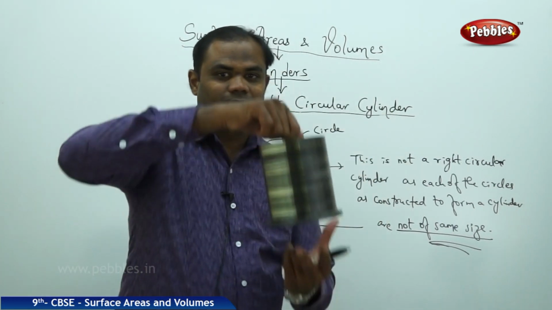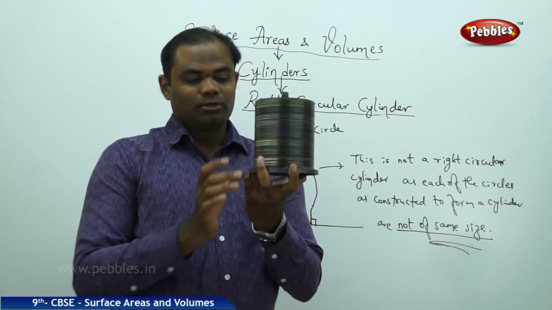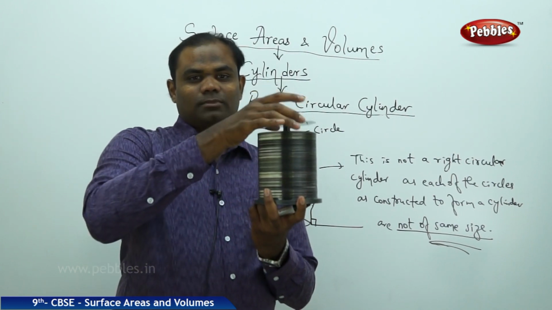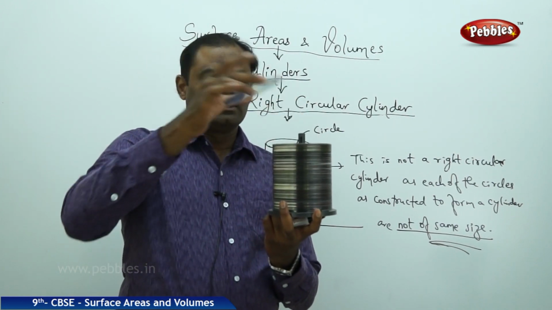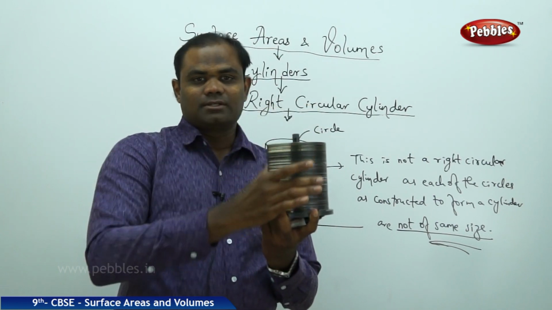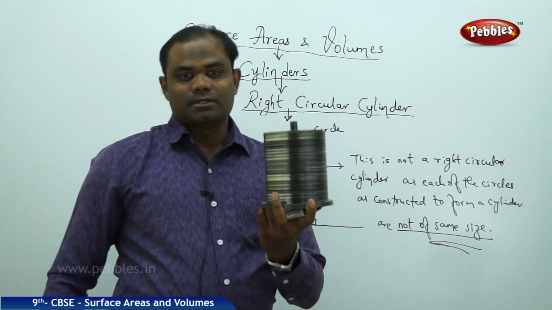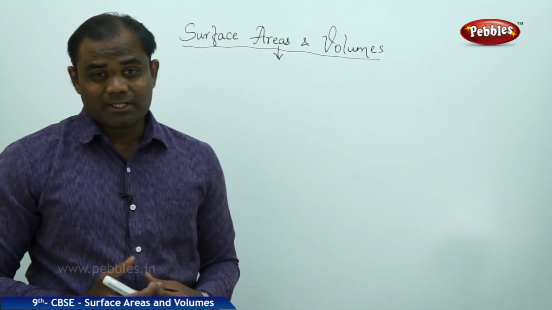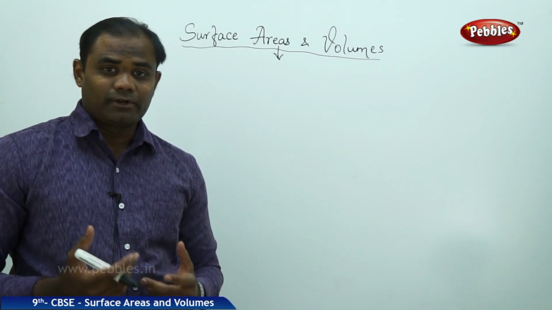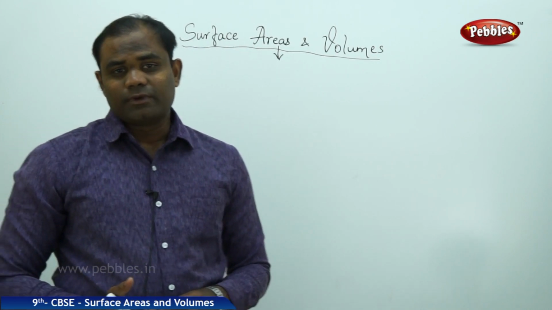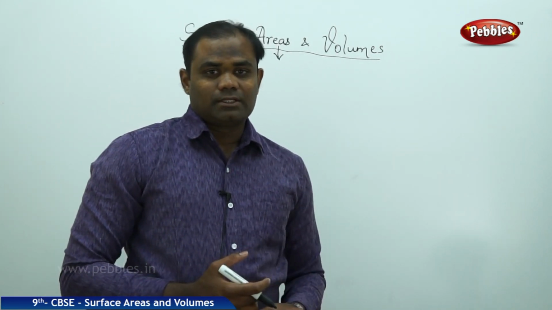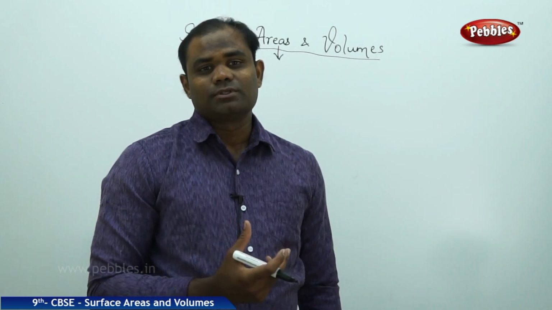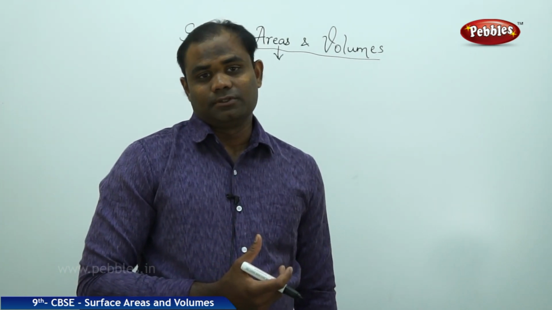This is a perfect right circular cylinder because each circle of the same size is constructed to form a cylinder. Circles of the same size make a solid right circular cylinder. So now that we have discussed a cylinder and its special case of a right circular cylinder, it is very important to note that unless otherwise stated, a cylinder is assumed to be a right circular cylinder.